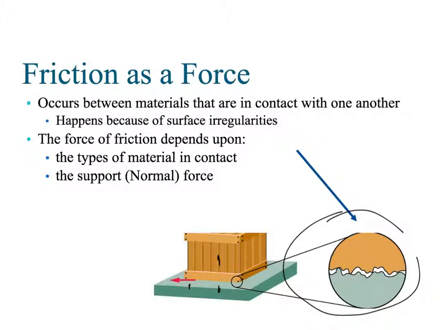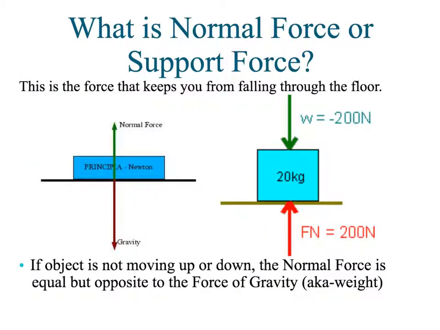In order to measure the force of friction, it depends on two things. First of all, it depends on the type of material that comes in contact. So, are you touching sandpaper or glass or ice? And then also something called the normal support force, which we've talked about a little bit, but we'll go more in depth next. The normal or support force is basically the surface pushing back up on an object.